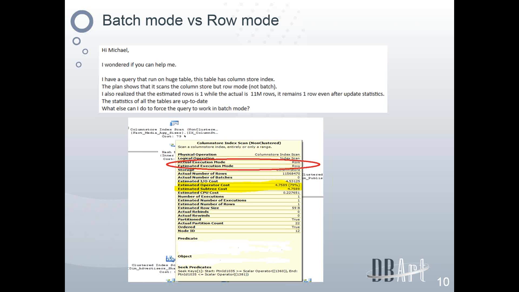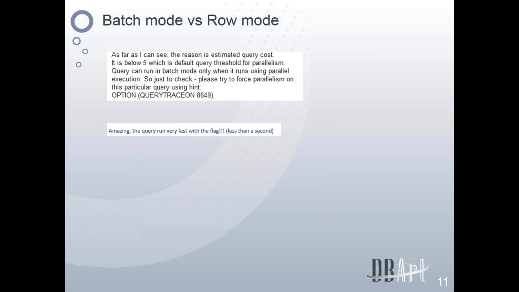And batch mode can work only with parallel execution. I don't know why people in Redmond designed it this way, why a single core can't query rows in thousands using batch mode, but that's how it works. So the minute I saw this, I sent an answer recommending to try and force parallel execution.